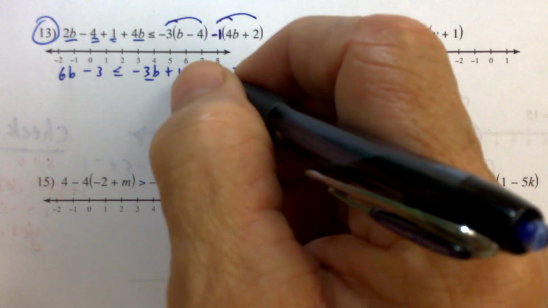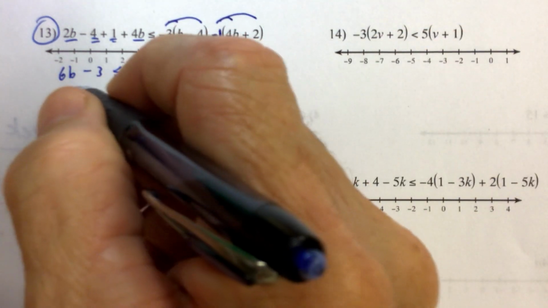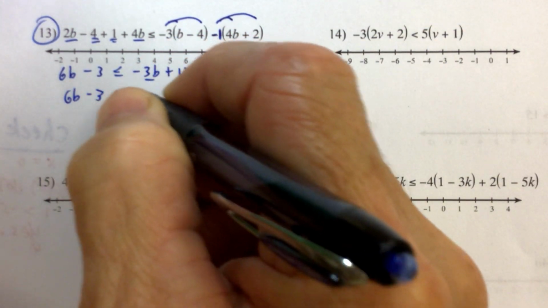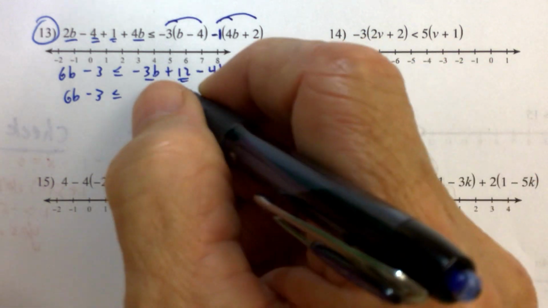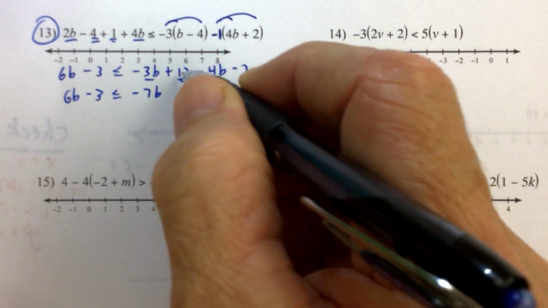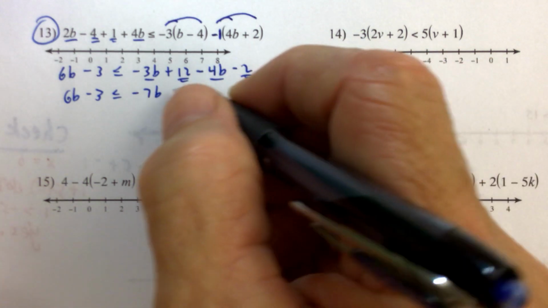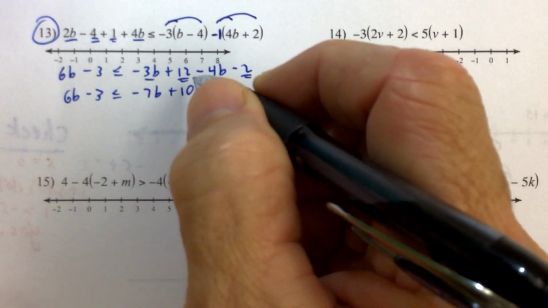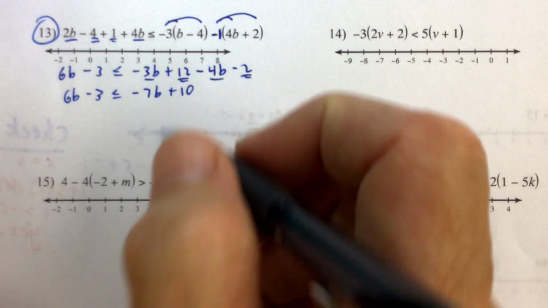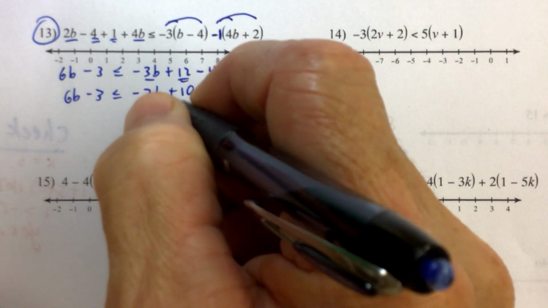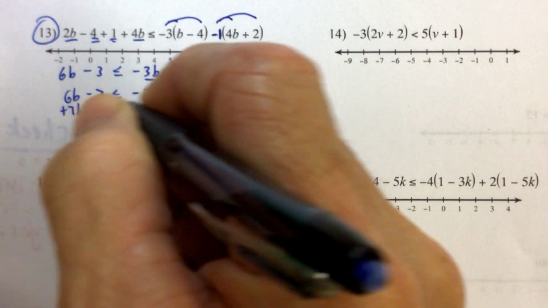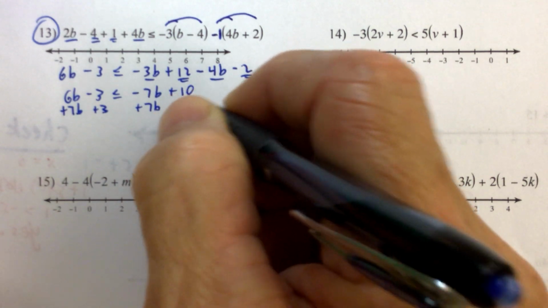Combining the like terms on the right, we have variable terms: negative 3b and negative 4b is negative 7b. 12 minus 2 is 10. Alright, so the left side and the right side have both been simplified. We will move the variable terms to the left, and we'll move the number terms to the right.